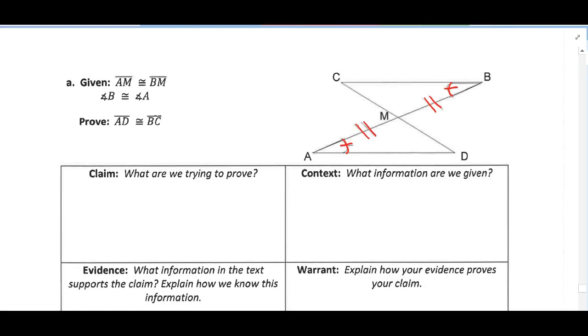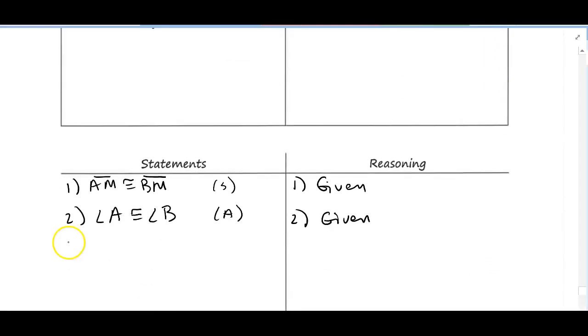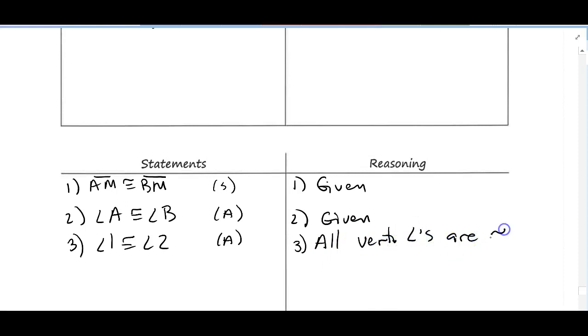We've used all our given, so now we need to go back to the picture and see if there's anything we can figure out from there. And I noticed that I have these two vertical angles, and we like vertical angles because we know that all vertical angles are congruent. So let's mark those congruent, add that back to our proof. So step 3, I've got angle 1 congruent to angle 2. That's a pair of angles. And my reason is all vertical angles are congruent.